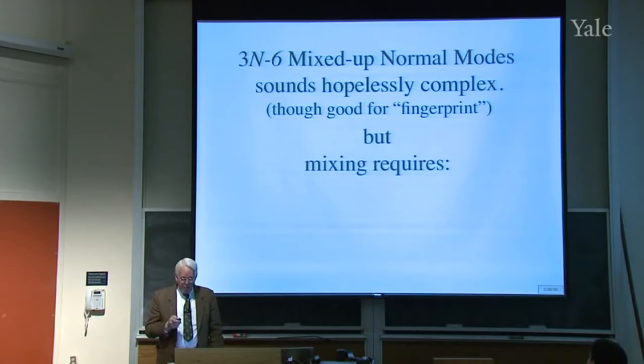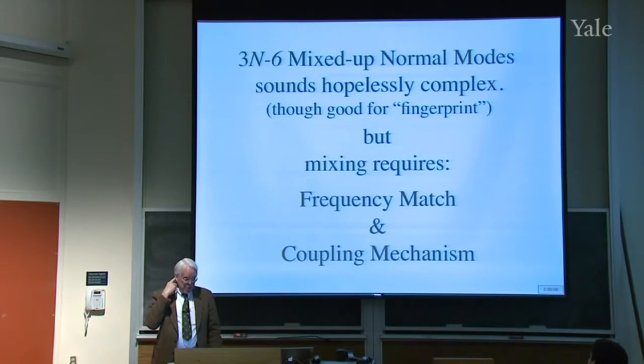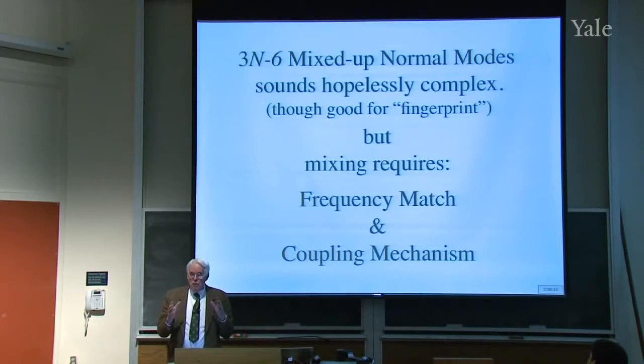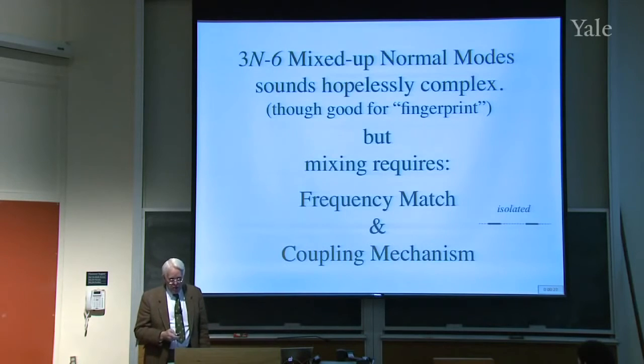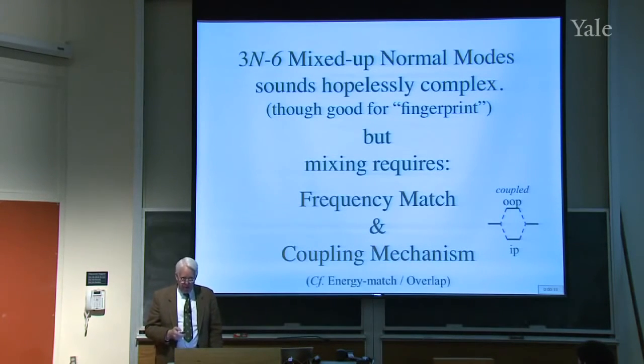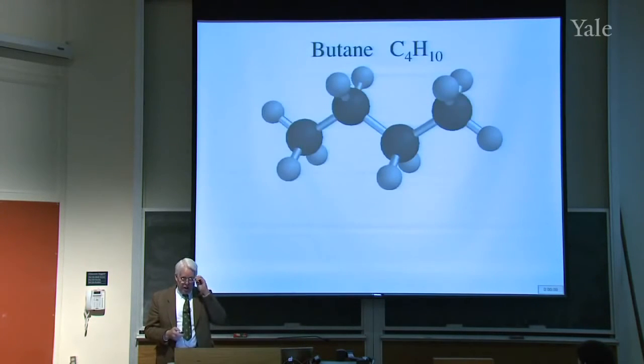So it sounds hopelessly complex, though it's good for a fingerprint. But remember, to get mixing, you have to have frequency match and some coupling mechanism. So if you have some of these bonds that vibrate without similar frequencies to anything in the neighborhood, or not coupled to things in the neighborhood, then they'll appear independently, and you can hope to identify a particular functional group. So if they're isolated, they're independent, but if they're coupled, then you see complications. So it's, again, this question of energy match and overlap.